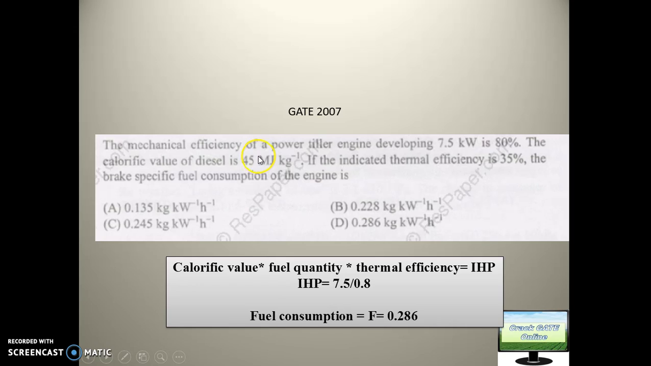And here 45 I was saying, 45 is megajoule, so 45 into 10 to the power 6 will be the value, and this is 7.5 kilowatt, so 7.5 into 10 to the power 3 you will keep while calculating the values.